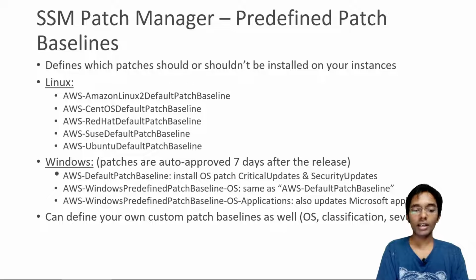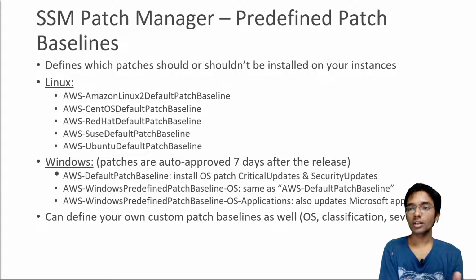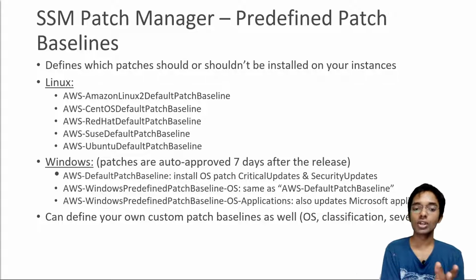Okay, so next, how do we patch a bunch of EC2 instances through SSM Patch Manager? So the first thing you need to know is that you need to define a patch baseline. And so a patch baseline will allow you to understand which patches should or should not be installed on your instances. So let's go over the different patch baselines. They are predefined by AWS, and you need to remember how they are named.